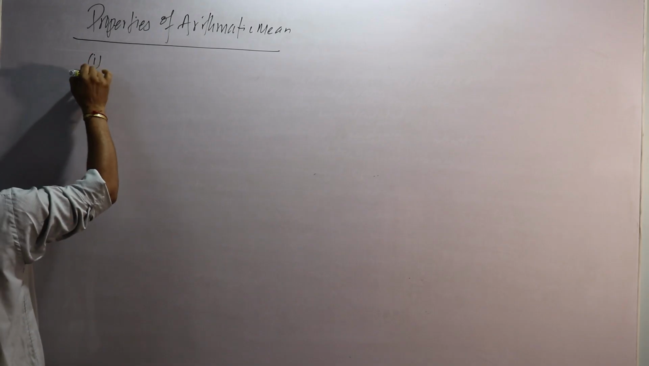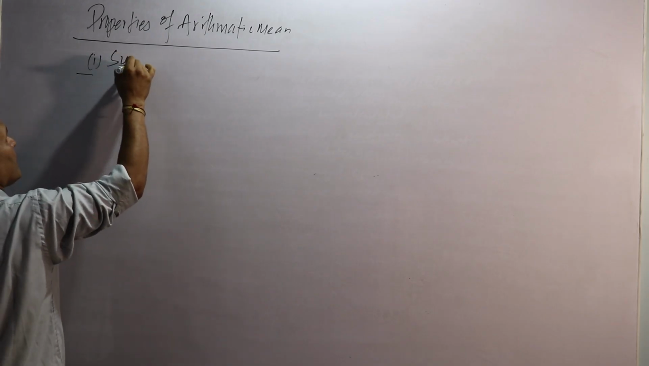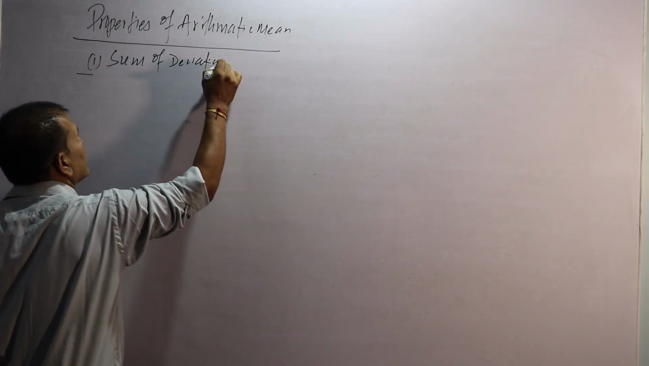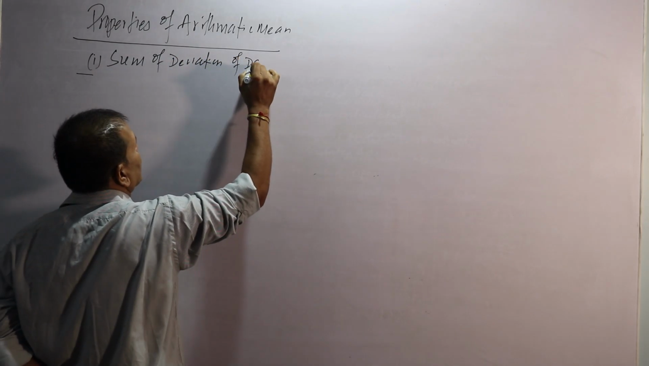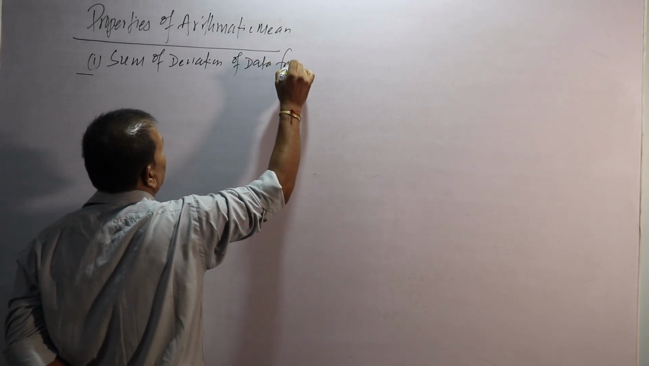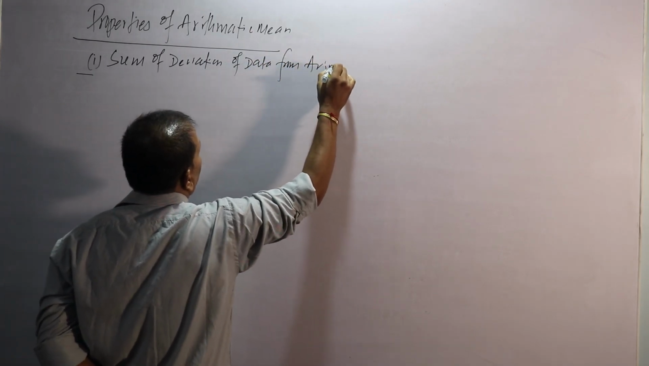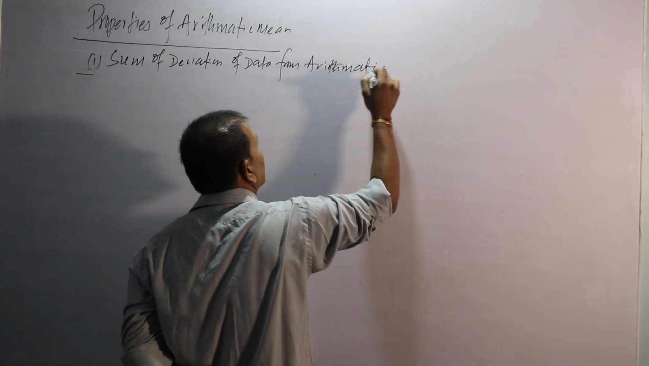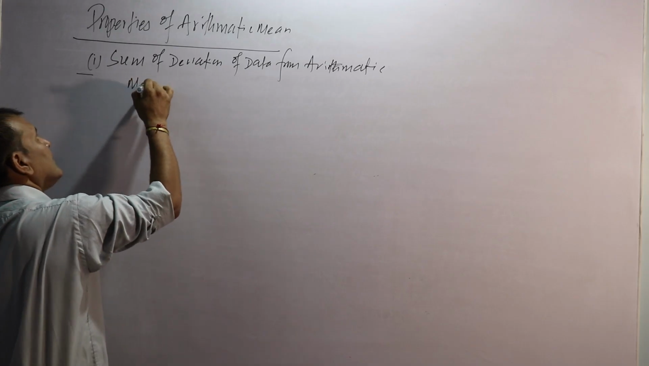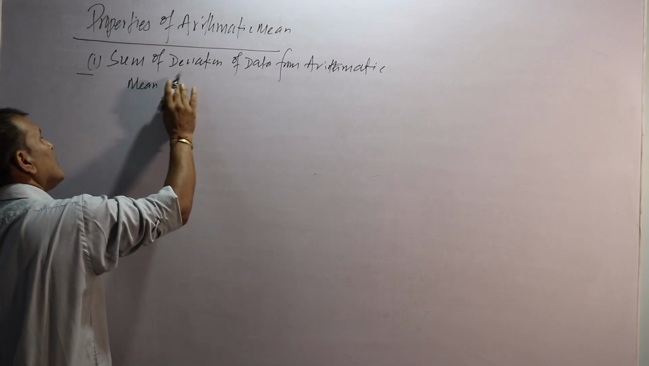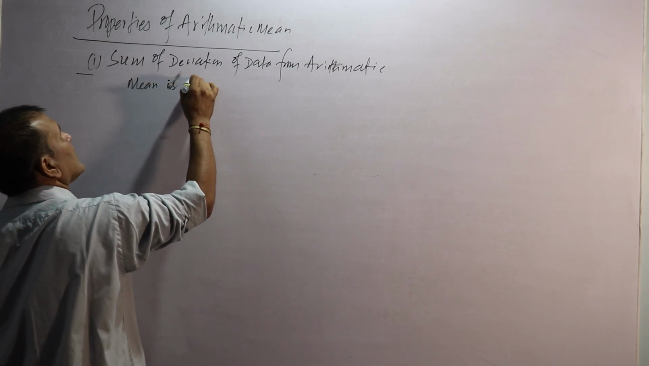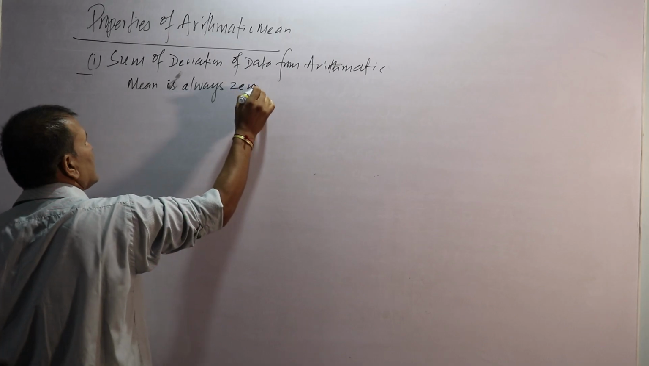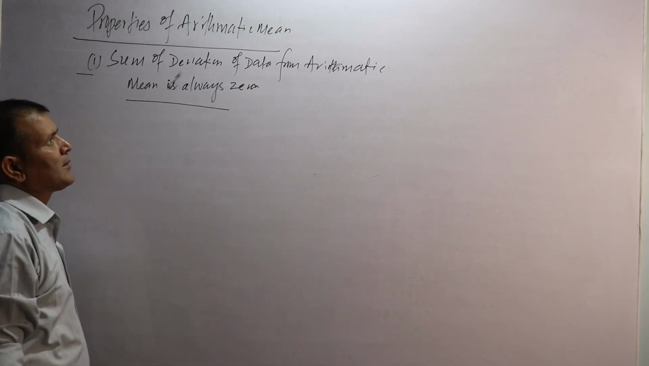First of all, point number 1: the sum of deviation of data from arithmetic mean is always 0. So this is the feature of arithmetic mean.